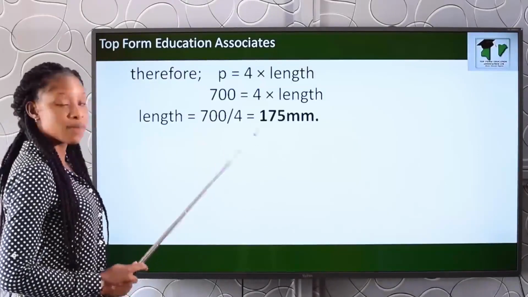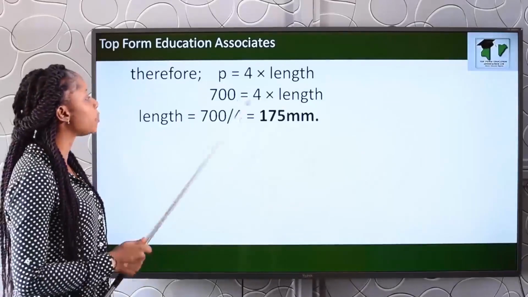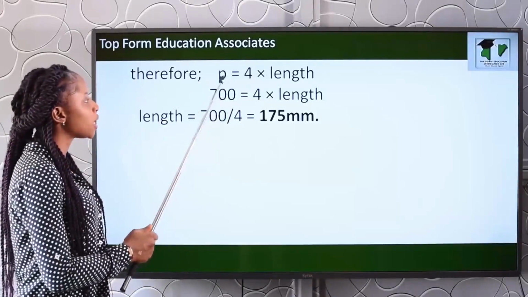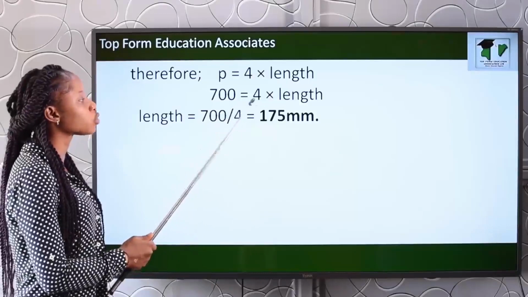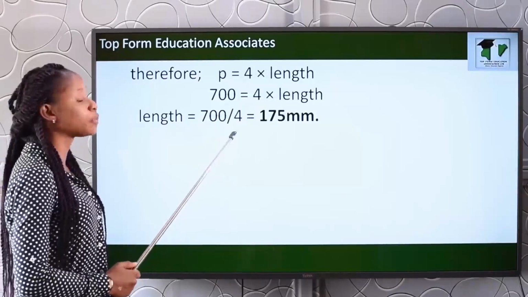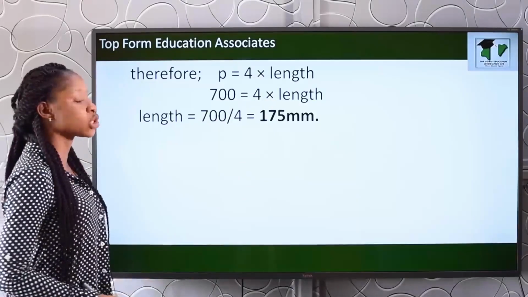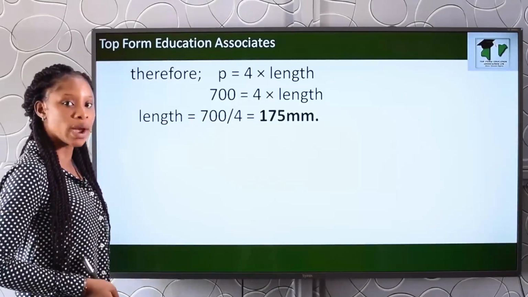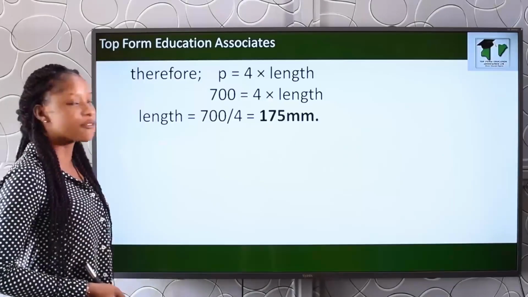Now, let's look for the length of the side of the square. Remember we said that a square has 4 equal sides. So, since we've been given the perimeter as 700, P equals 4 times length, so 700 equals 4 times length. To get the length, we move the 4 over to this side and we divide by 4. The answer is 175 millimeters. So in essence, the length of a side of the square is 175 millimeters. I hope you are following.